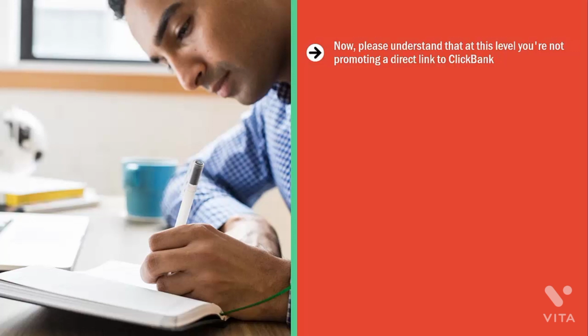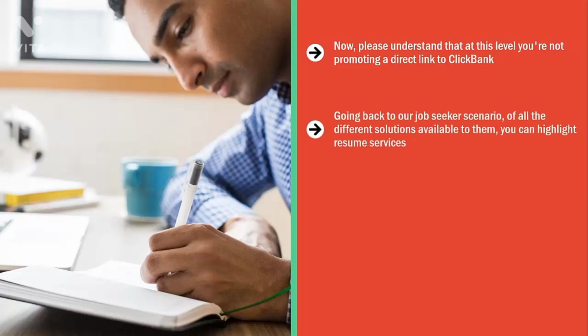If you do that, it's going to blow up in your face. This is going to look like spam. People are going to feel that you manipulated them. Instead, you are going to play up a category of options that contain the product that you will ultimately promote to your prospect. Going back to our job seeker scenario, of all the different solutions available to them, you can highlight resume services. You can spell out the advantages and disadvantages as well as show case studies why this is the easier and more realistic option compared to others.